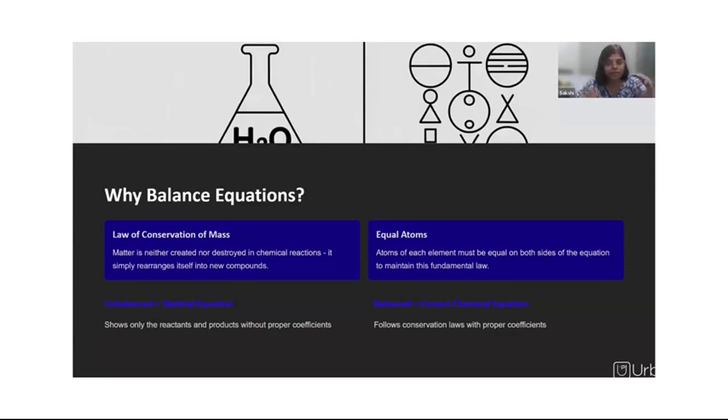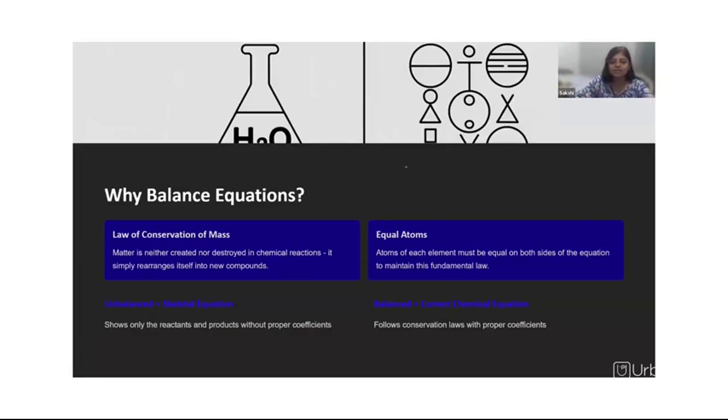And according to this law of conservation of mass, on the left-hand side and the right-hand side of our equations, there should be equal atoms, okay? Equal atoms of each element to maintain this fundamental law, that is the law of conservation of mass, okay?